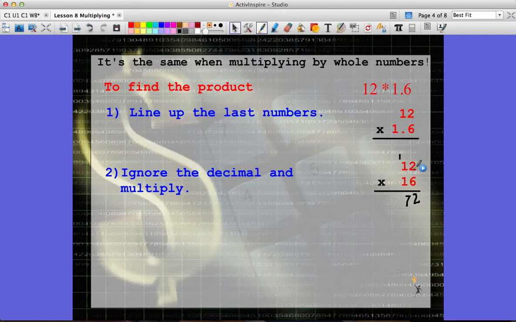Okay, we're done with the 6, so we add a 0 as a placeholder. 2 times 1 is 2. 1 times 1 is 1. Okay, so when we take all that and add it together, we get 192.